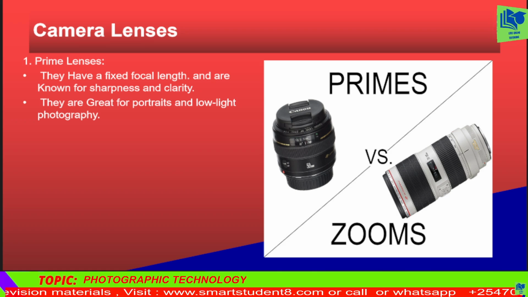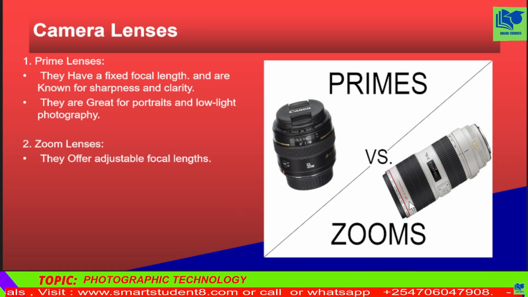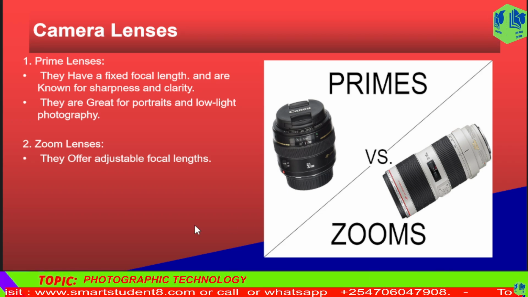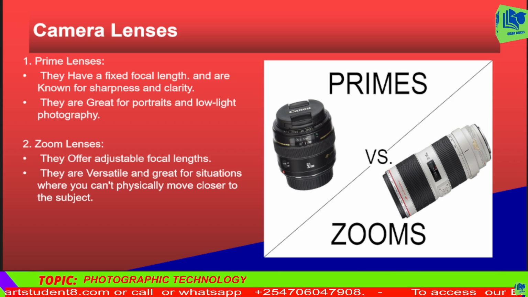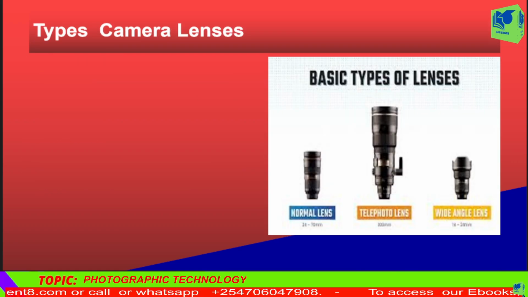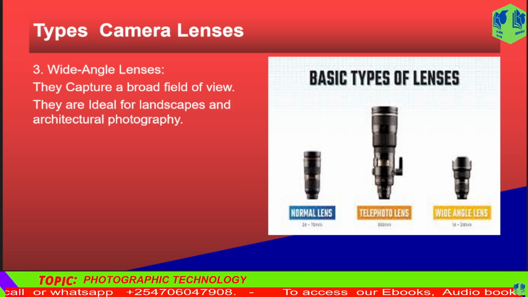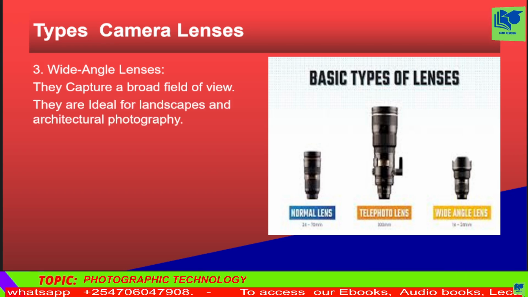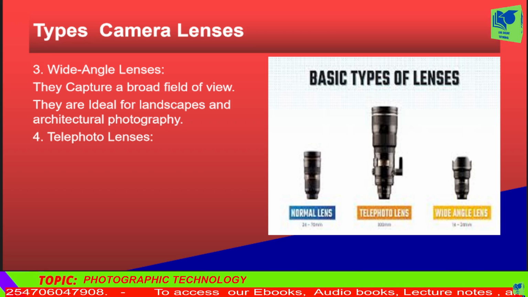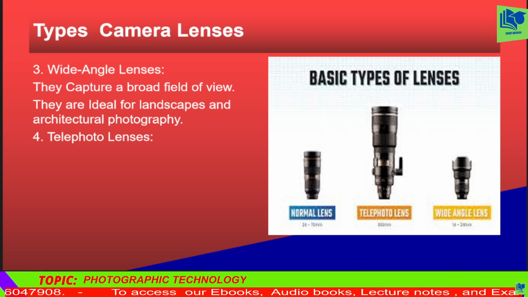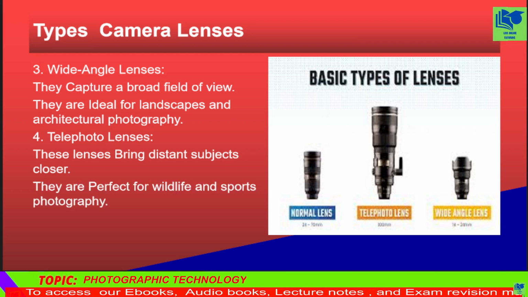2. Zoom lenses. They offer adjustable focal lengths. They are versatile and great for situations where you can't physically move closer to the subject. 3. Wide-angle lenses. They capture a broad field of view. They are ideal for landscapes and architectural photography. 4. Telephoto lenses. These lenses bring distant subjects closer. They are perfect for wildlife and sports photography.